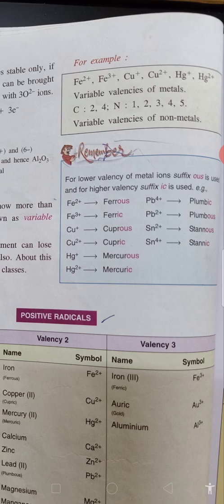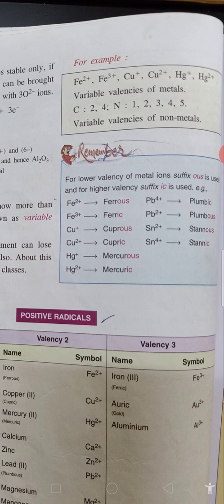But children, regarding variable valency, iron Fe has two valencies, that is plus 2 and plus 3. Copper has two valencies, plus 1 and plus 2. Mercury has two valencies, plus 1 and plus 2. So these are the metals having variable valency. In the same way, carbon has two valencies of 2 and 4. Nitrogen has 5 valencies of 1, 2, 3, 4 and 5.